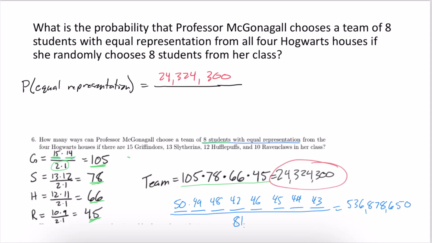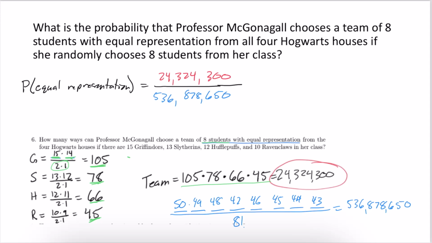So basically there's 536,878,650 ways that Professor McGonagall could randomly choose 8 students from her class. And we can see that that number is quite a bit bigger than the number of ways to choose 8 students with equal representation, which makes sense because there's lots of ways you could randomly choose 8 students from the class. You could choose all Gryffindors or all Slytherins or all Hufflepuffs or all Ravenclaws.